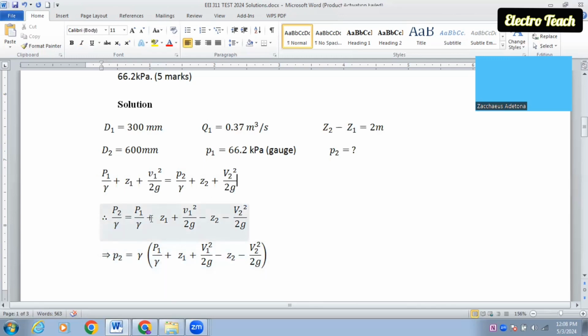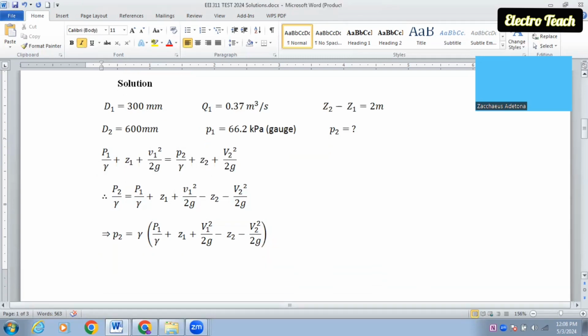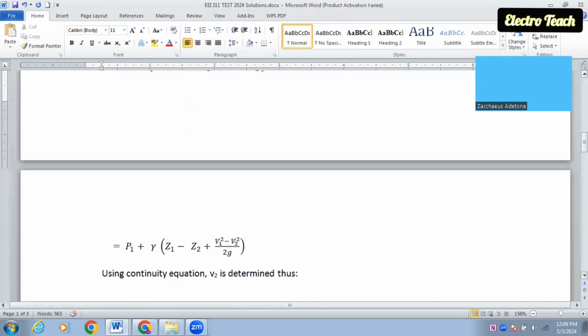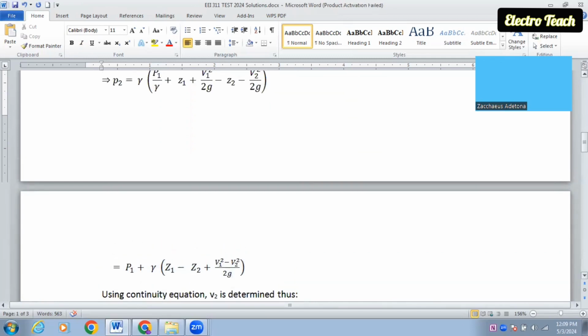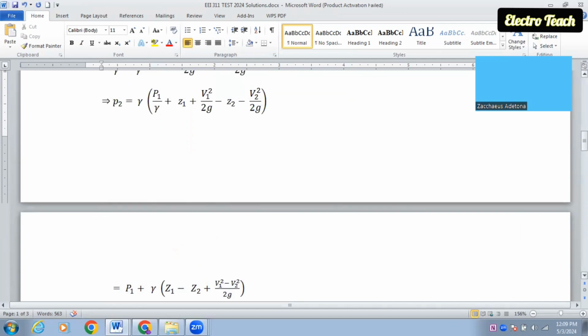So P2 over gamma is equal to P1 over gamma plus Z1 plus V1 squared over 2G minus Z2 minus V2 squared over 2G. So this implies that P2 equals gamma, open the brackets, P1 over gamma plus Z1 plus V1 squared over 2G minus Z2 minus V2 squared over 2G. So this is the applicable formula that we want to employ to determine P2. But looking at this formula, we could realize that there are one or two unknowns left. So we need to actually find that.